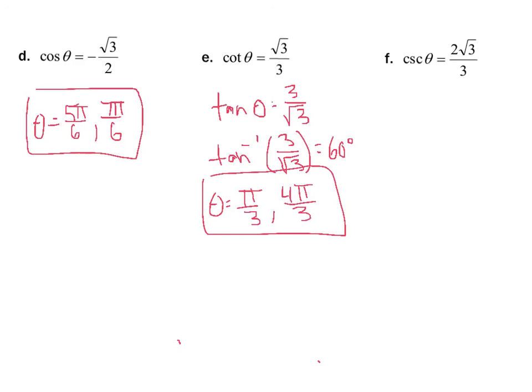And then for the last one, F, it's cosecant, so we're going to write it as sine. So I take the reciprocal. Now in this case, you have to rationalize the denominator. When you rationalize the denominator, you're going to get square root of 3 over 2. So where's your y value square root of 3 over 2? Well, that's true at pi over 3 and 2 pi over 3.